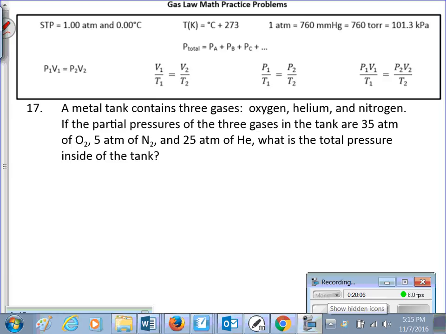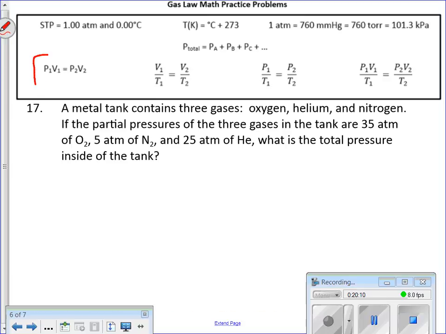Alright, this next problem deals with something a little bit different from these bottom equations that we've done. I've given an example of Boyle's law. That was problem number 1. We just did Charles's law, which was problem number 8. And we did the combined gas law, I believe it's problem number 5. And Gay-Lussac was number 3. Okay, so now we're going to deal with Dalton's law of partial pressure.